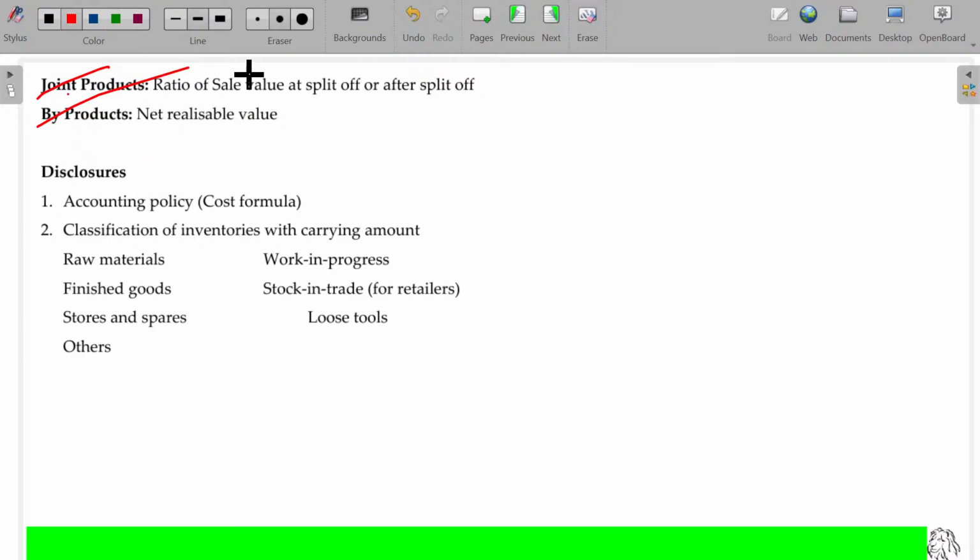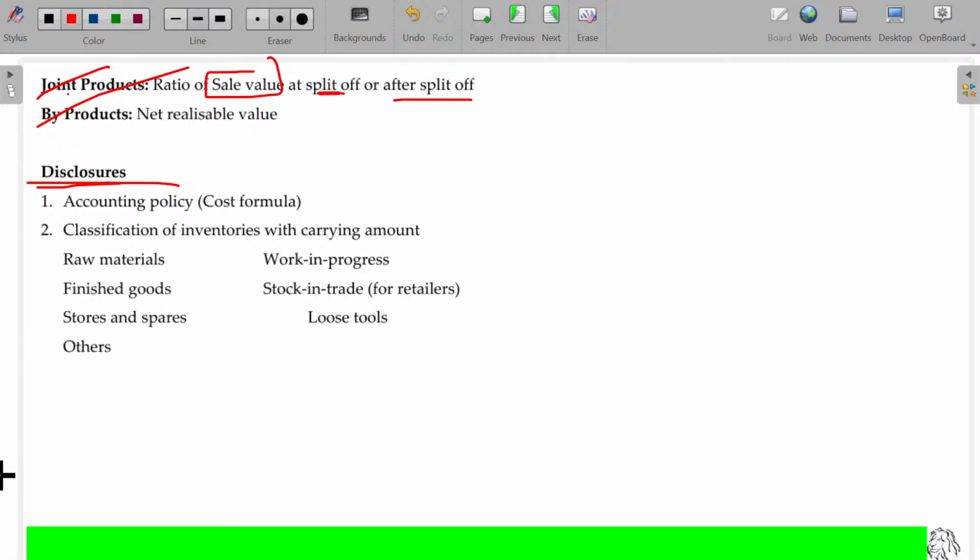For joint products, the ratio of sale value at split-off point or after split-off point will be taken. All these things you will study along with the costing paper, not here. You will be studying a lot of things in different subjects, costing, management accounting, even at your foundation level. You might have studied various areas, but here it is standardized. What you follow is given in this accounting standard as a systematic format to be followed. So these topics are very friendly.